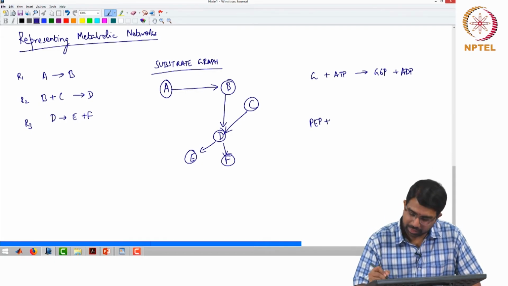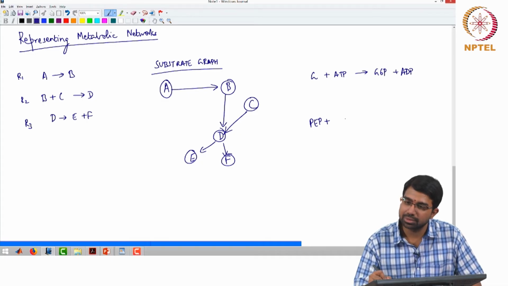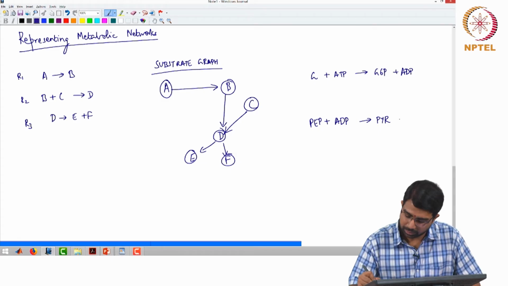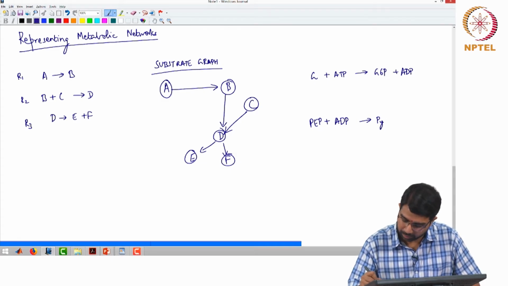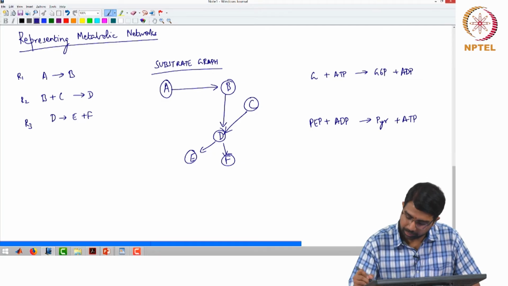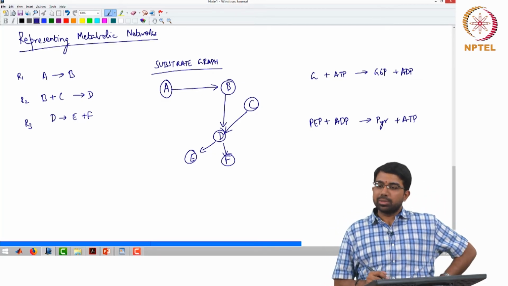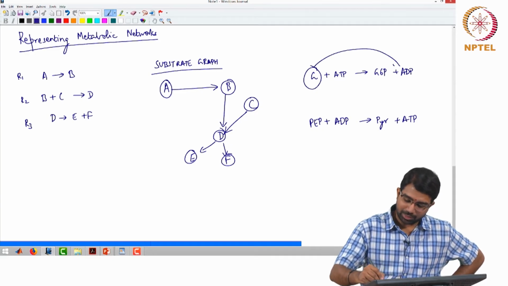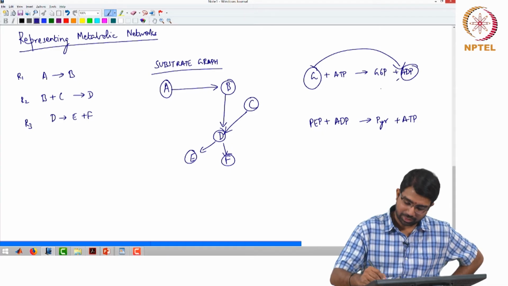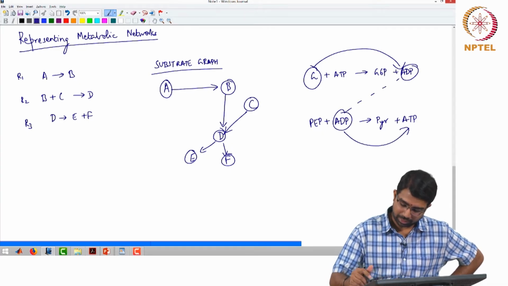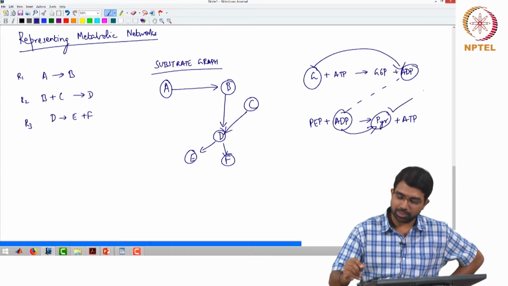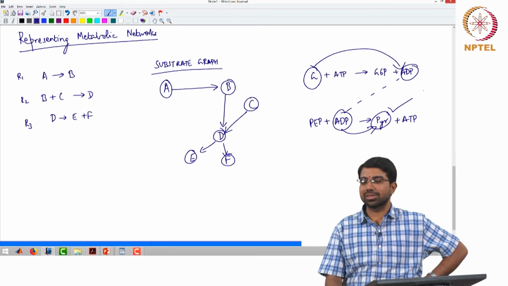Phosphoenol pyruvate plus... I have a problem here. I now have a two-step glycolysis. Convert glucose to ADP, convert ADP to pyruvate. Wow, I have glycolysis in two steps.